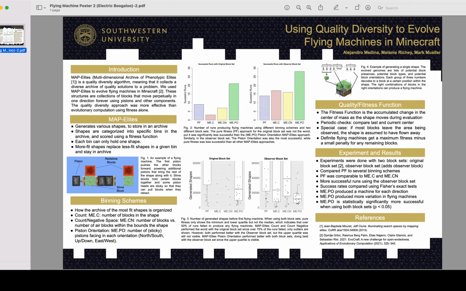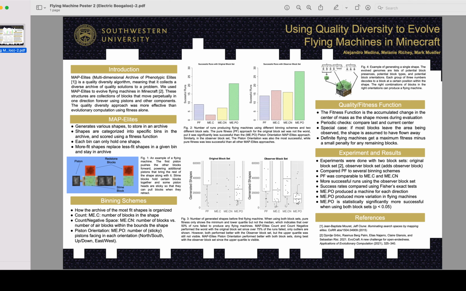We used three different ones: count, count negative space, and piston orientation. Count, or me.c, organizes the archive by the number of blocks in the shape. Count negative space, or me.cn, is organized by the number of blocks versus the number of air blocks within the bounds of the shape. Finally, piston orientation, or me.po, organizes the archive by the number of pistons facing in each orientation. The fitness function used to evaluate the shapes was the accumulated change in the center of mass.